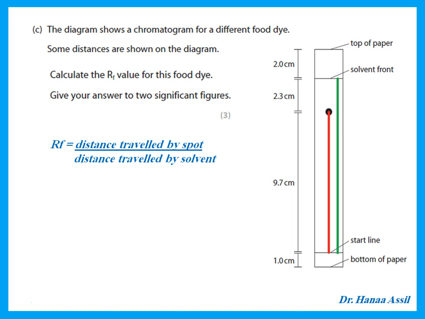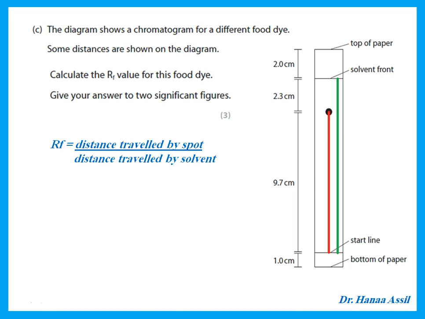Of course, the distance traveled by the spot is always less than the distance traveled by the solvent. That is why we said that the RF value cannot be more than 1. It has to be less than 1 because the distance traveled by the spot is smaller than the distance traveled by the solvent. Now, if we calculate this, he gives me numbers on the chart.